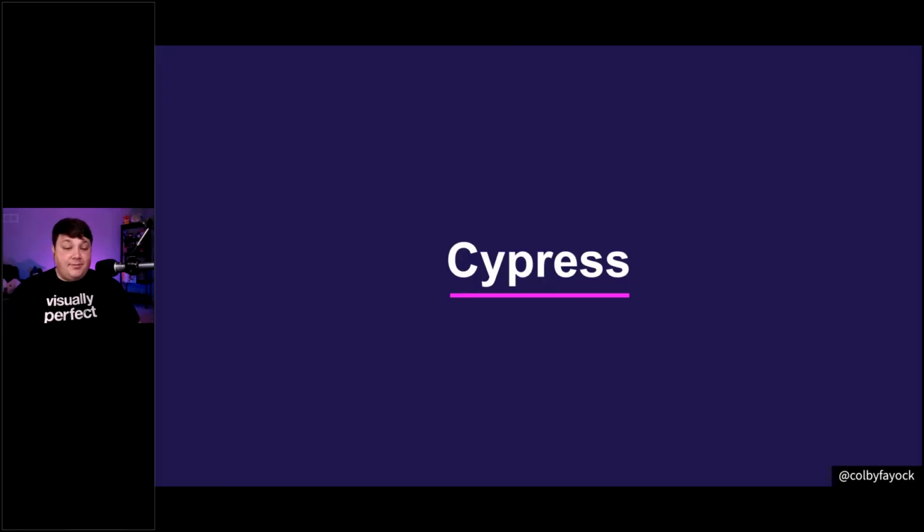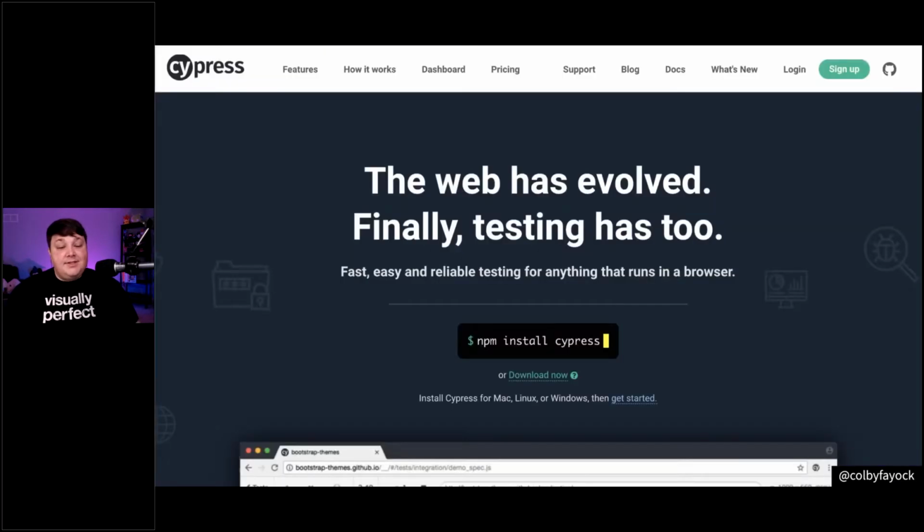So let's start off with Cypress. Cypress, as you should know, is a JavaScript-based testing framework that tests real projects in the browser. It's easily installable as an NPM package where you can start running through a UI in the browser just like a human would.